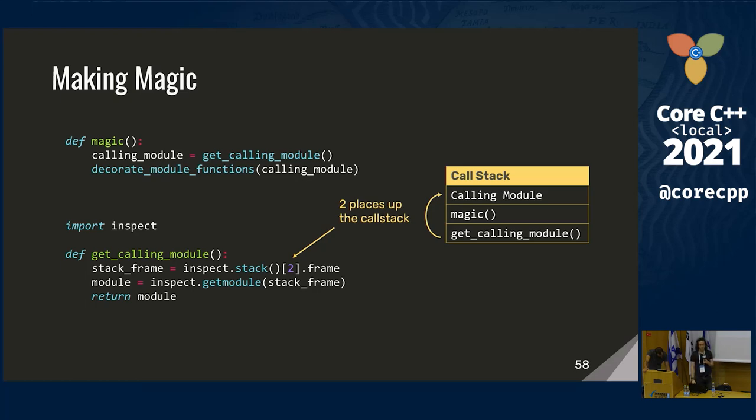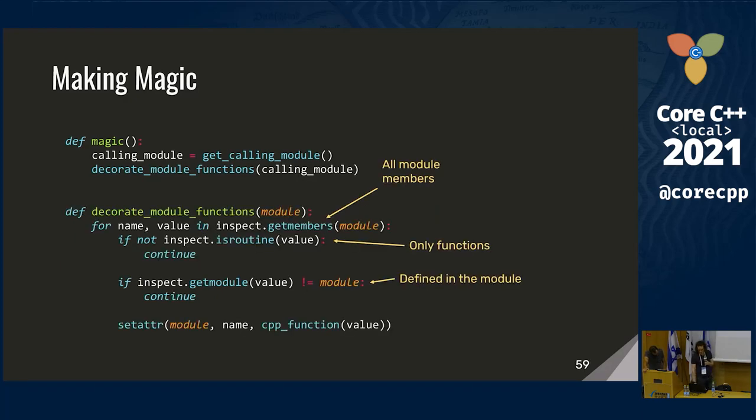To get the calling module, we use the inspect module to traverse the call stack and see which module called us. Python has that functionality. Let's hope that one day C++ does too. And then we decorate all the functions. Basically, we go in a loop over all the members of the module. We check whether that member is a function using the isRoutine method. Then we make sure that they were defined in that module because we don't want to decorate something that was imported, because we could either decorate it twice, which won't be nice, or decorate a pure Python function that should not be decorated. And then eventually, we use setattr to set the function again to the decorated version.